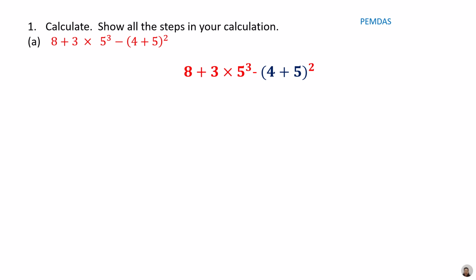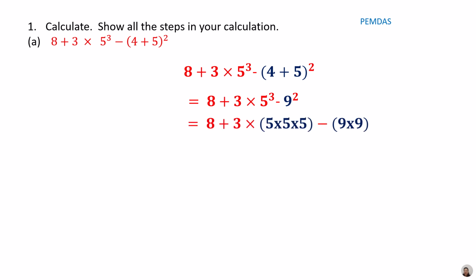So the first thing we're going to do is add 4 plus 5. We get 9 squared. Now, the second order of operation is to work out the exponents. So 5 to the power 3 is basically 5 times 5 times 5, and 9 squared is 9 times 9. So if we work that out, 5 times 5 times 5 is 125, and 9 times 9 is 81. Now, the next order is to look at multiplication. So we're going to multiply 3 and 125.